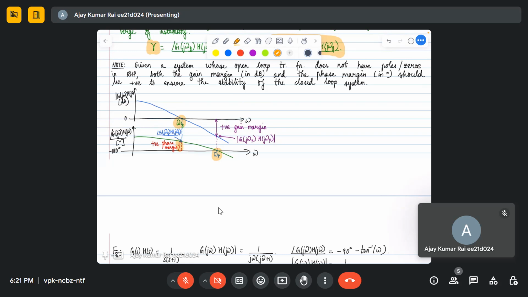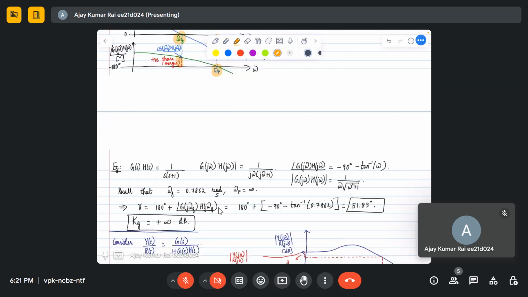What is the phase crossover frequency? It is the frequency at which the phase of the transfer function is minus 180 degrees. Correspondingly, you calculate the gain margin here. In this case, it's minus 20 log of magnitude. The 20 log of the magnitude is negative, so minus of minus becomes plus. That's why it's written as positive gain margin.